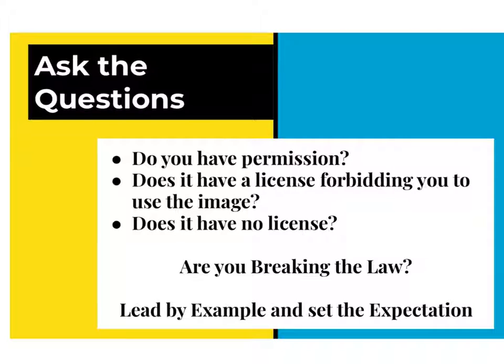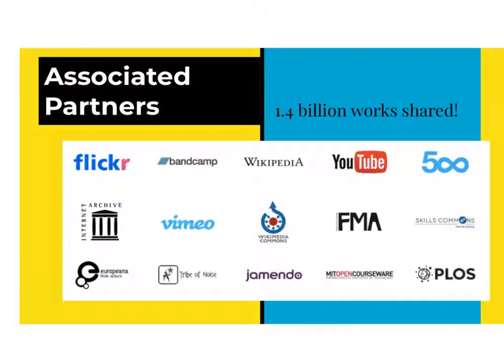The easiest way to avoid all of these potential issues is to look for content which has a Creative Commons license, as we talked about earlier, and make it a requirement for all class assignments and projects we complete. The shared works licensed through Creative Commons are used and broadcasted through associated partners and platforms that you'll see here. Between those platforms, like we said earlier, there are over 1 billion works shared.